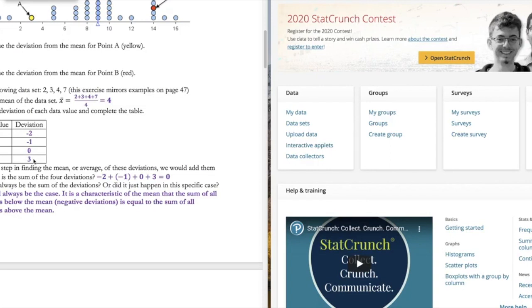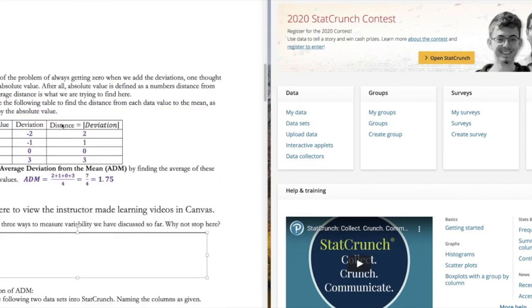What are we going to do about it? Well, I think a natural inclination is, let's just take the absolute value. That will change all the negative values to positive. Absolute value is actually defined as distance, so a very natural thing to do here.